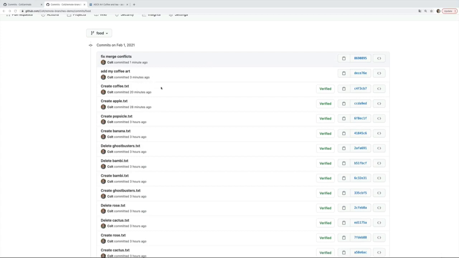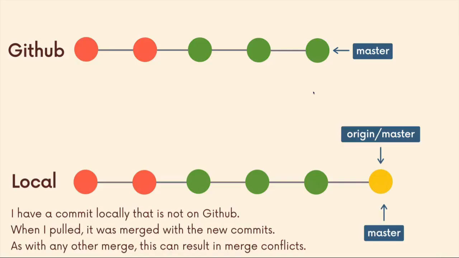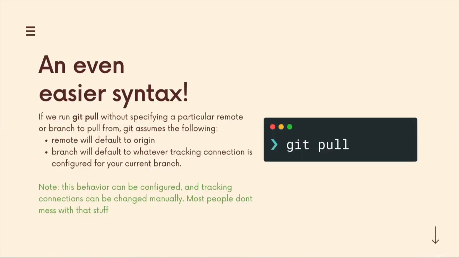Some work happened that we didn't have. And at the same time, we did local work that conflicted with the work that was done and pushed up to GitHub. So when I pull down, there's a merge, and sometimes merges result in conflicts. All right, so that is the basics of using git pull. The last thing I'll show you with pull is a shorter syntax. That's the next video.